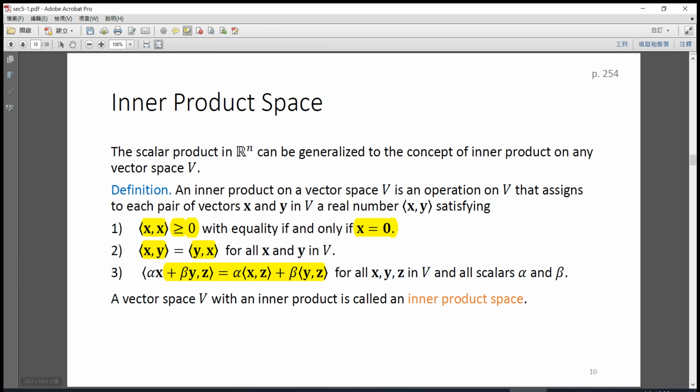A vector space V with an inner product is called an inner product space. We know that a vector space need not have an inner product. Therefore, inner product space is a subset of the vector space. The definition of inner product is a kind of abstraction. This abstraction captures the essential properties of the inner product operation. The abstraction provides us a uniform interface to deal with the inner product in different vector spaces, such as polynomials, continuous functions, or matrices.